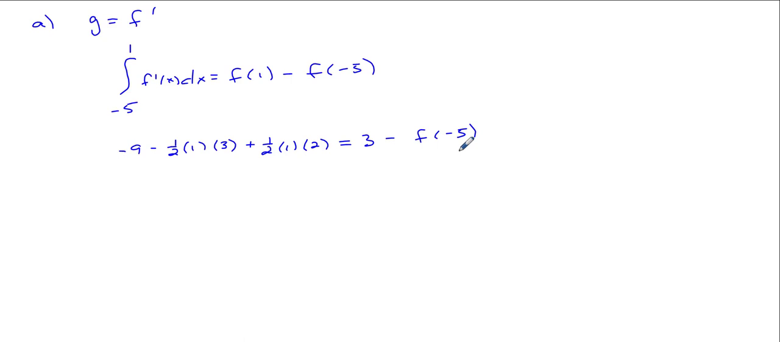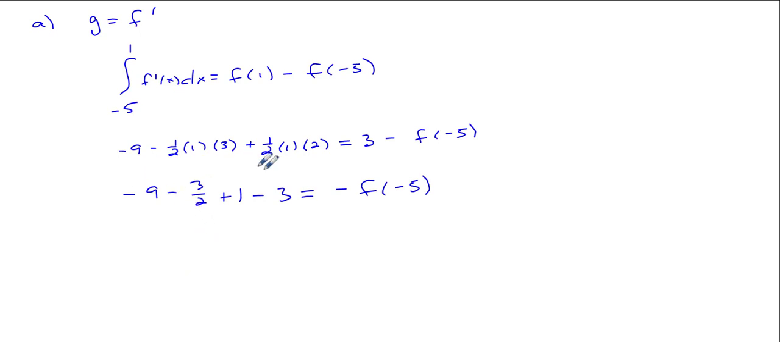Now, in all honesty, guys, if you subtracted 3, then took the opposite of everything on the left side, you would get credit for this problem, right? That would be an answer that's all numeric. However, we could do a little bit better. -9 minus 3/2 plus 1 minus 3 equals -f of -5.